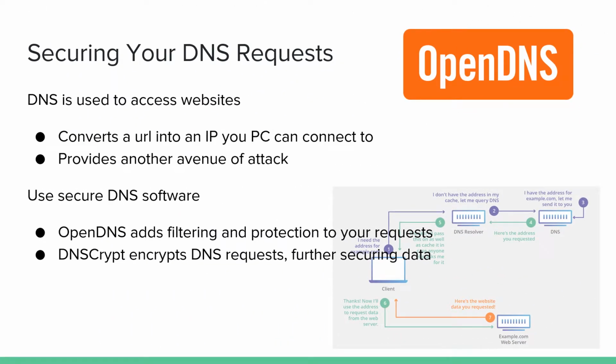Securing your DNS requests. A DNS server is used to convert a URL to an IP, used to connect to the correct server. This introduces another point of attack where information can be compromised or where your requests can even be maliciously redirected. Programs like OpenDNS add features such as filtering or phishing protection to your device's built-in DNS system. To make your DNS connections even more secure, use a program like DNSCrypt to encrypt your DNS requests so only you and the destination can know what data you are sending.